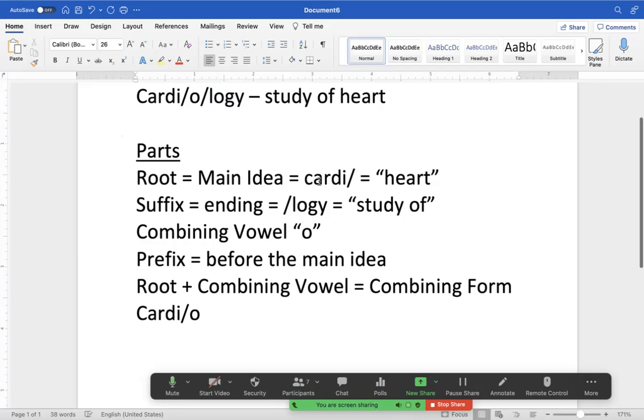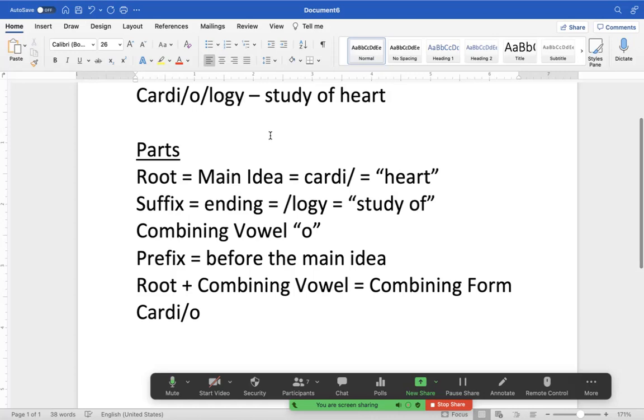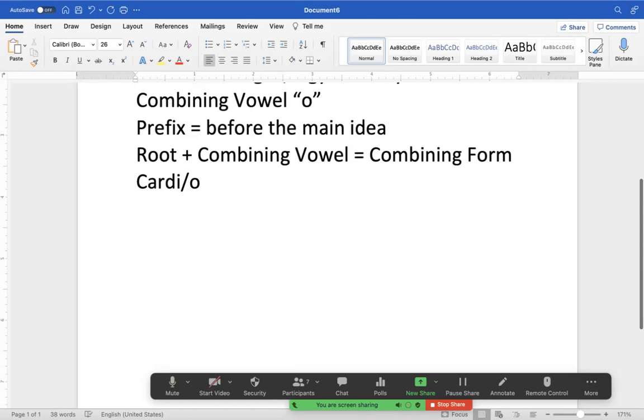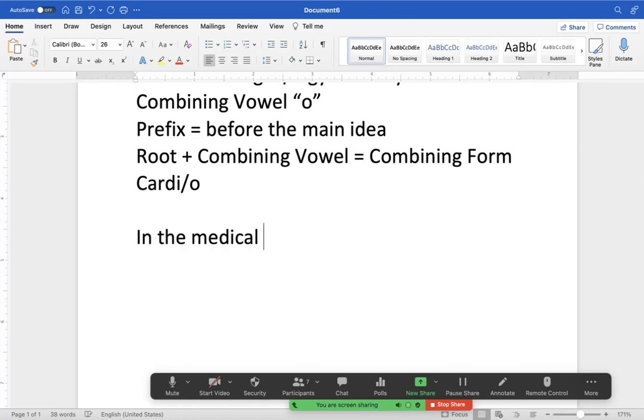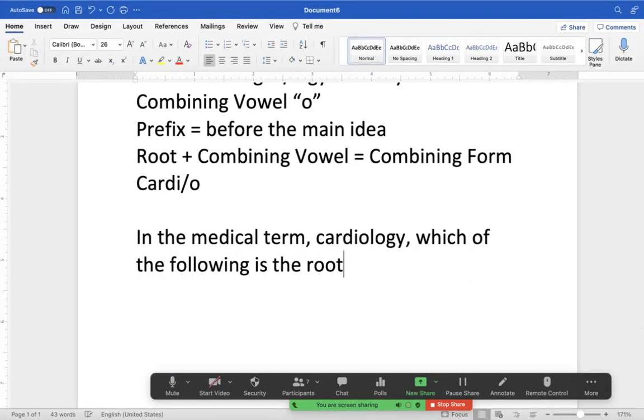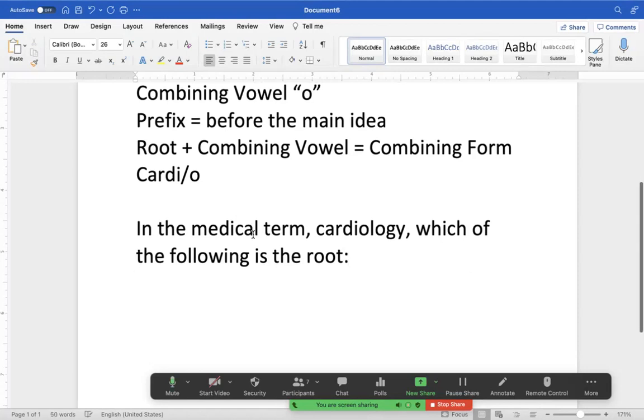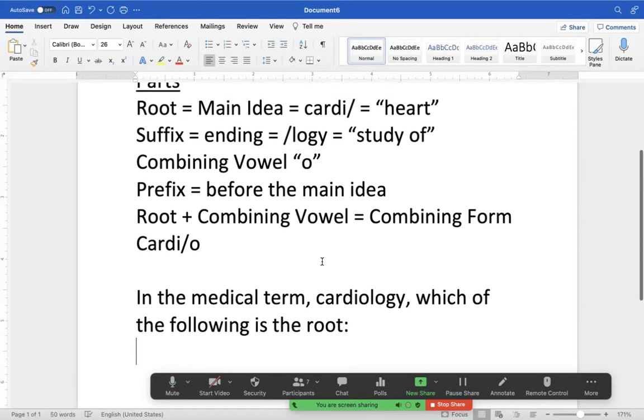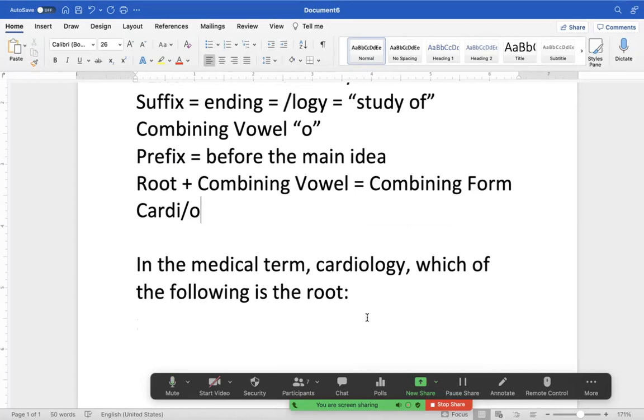Do you think I could have an exam right now off the word cardiology? Have a quiz? Yeah, sure. Could it be this? The medical term cardiology, which of the following is the root? And I could have A, B, C, D, E, F, G. Can I change the root to suffix? Sure. Can I change root to combining vowel? Sure. Can I change root to combining form? Sure. And I can have all the different answers.